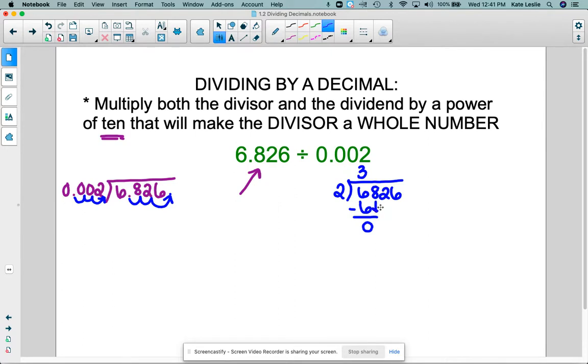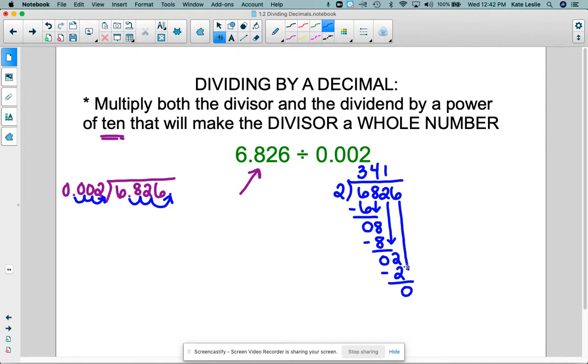Let's go ahead and bring down that 8. 2 goes into 8 4 whole times. 4 times 2 is 8. When I subtract, I get a 0 once again, which is good because that's still less than my divisor, 2. I can go ahead and bring down my next number, which is 2. 2 goes into 2 1 whole time. 1 times 2 is 2. Once again, I get a 0 remainder, which keeps happening, which is less than 2.